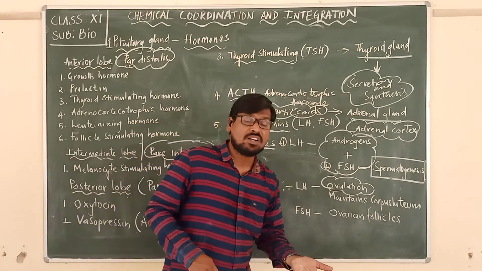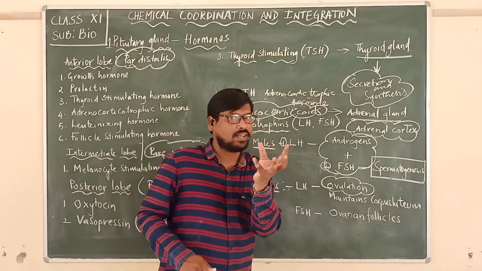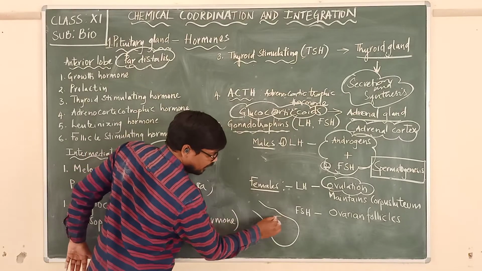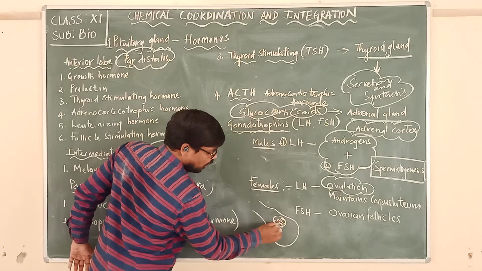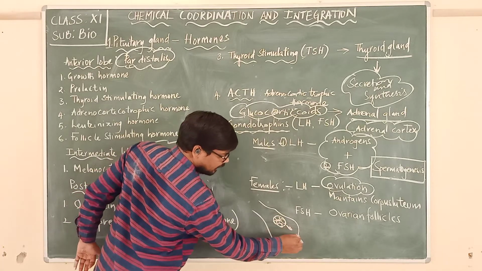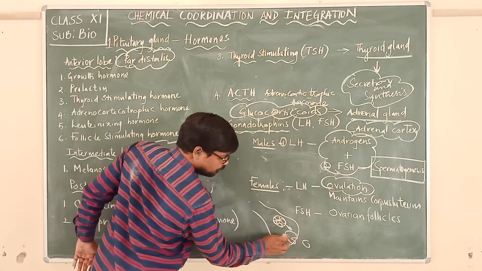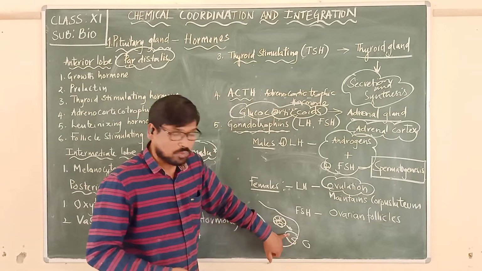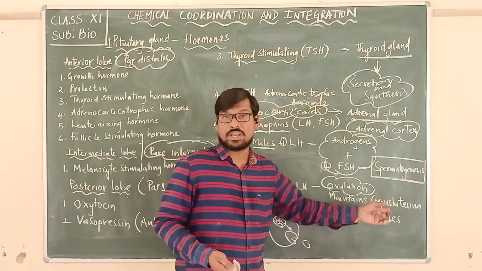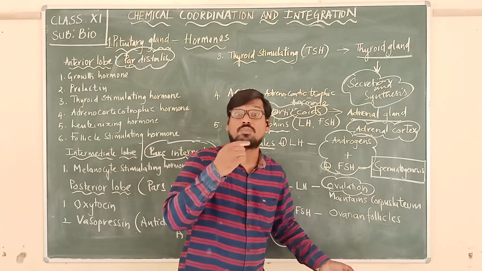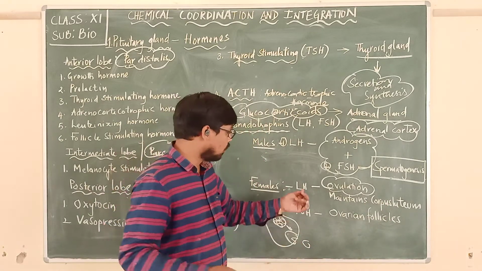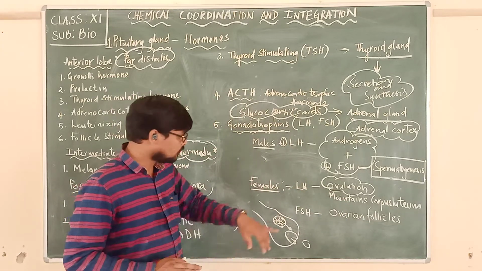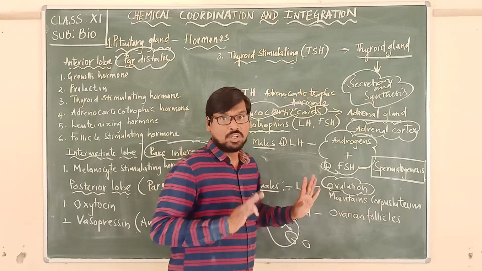After the release of the egg, the Graafian follicle, as we said in the ovary, if this is the ovary, here is the Graafian follicle. Once the egg is released from the Graafian follicle, the leftover remnant is called the corpus luteum. The corpus luteum is involved in production of progesterone. So luteinizing hormone helps in maintaining the corpus luteum.